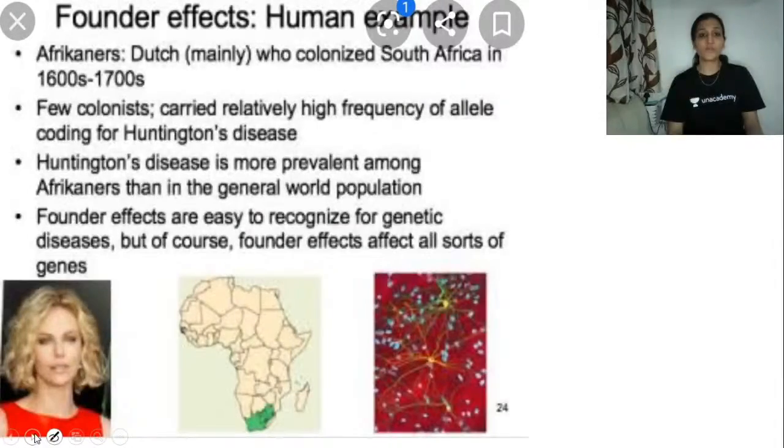Then I have included one more example of founder effect so that you cannot forget founder effect at all. So this is about Huntington's disease.